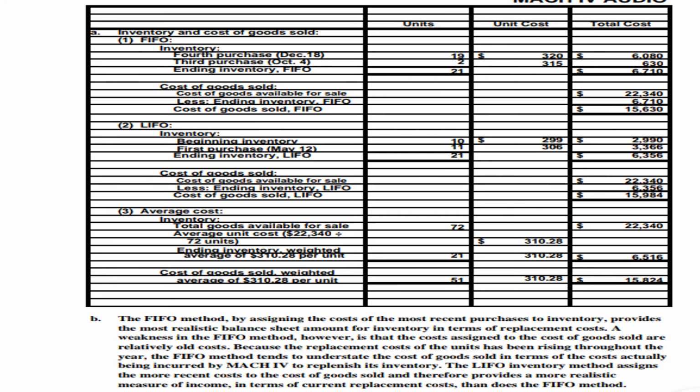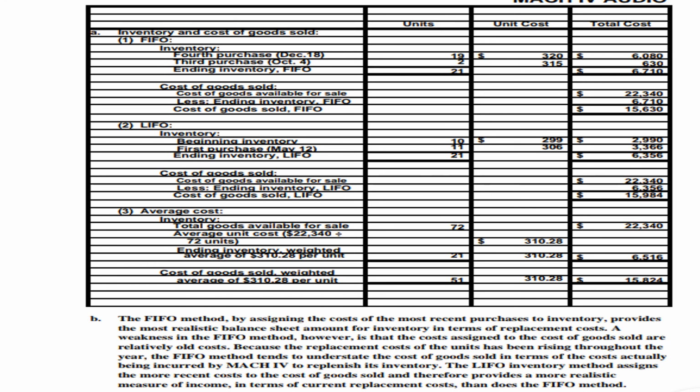Now, for cost of goods sold, the weighted average cost is 310.28 per unit, but we have to take it up to the nearest dollar. We have 51 units in hand. Multiplying it with 310.28, we'll get 15,824. So this is the total value for cost of goods sold when we are taking the average costing method.